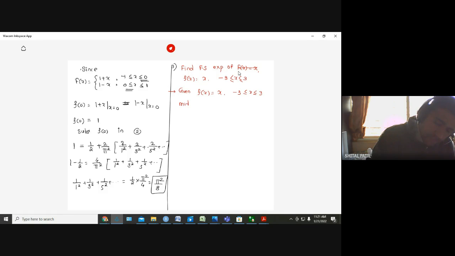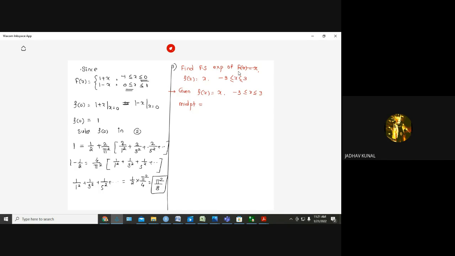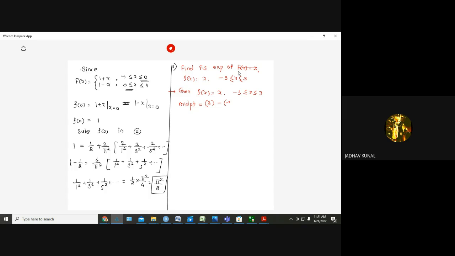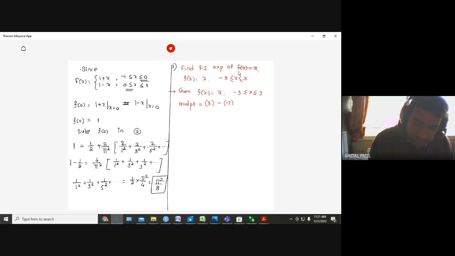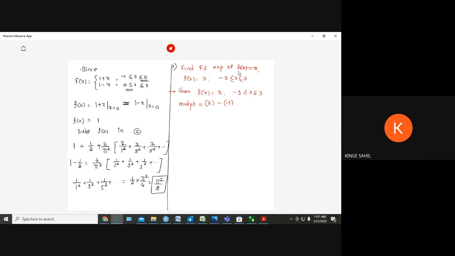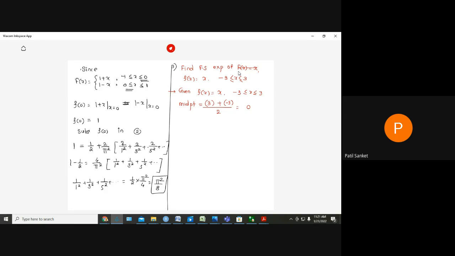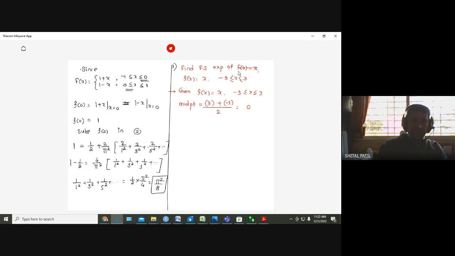What is the midpoint? It is 0. I think everyone knows how to find the midpoint. How to find the midpoint? We have to add the terminal point and the initial point, divided by 2. So it is 0. But it is evident from minus 3 to 3 only.